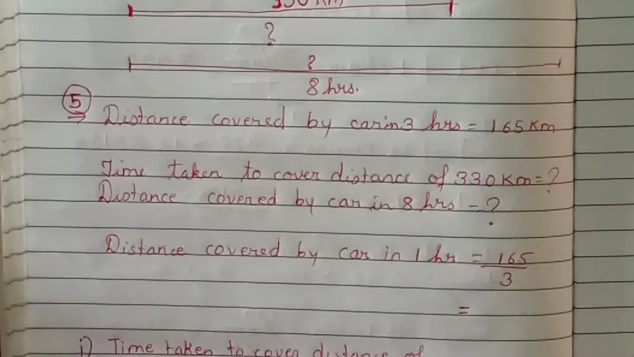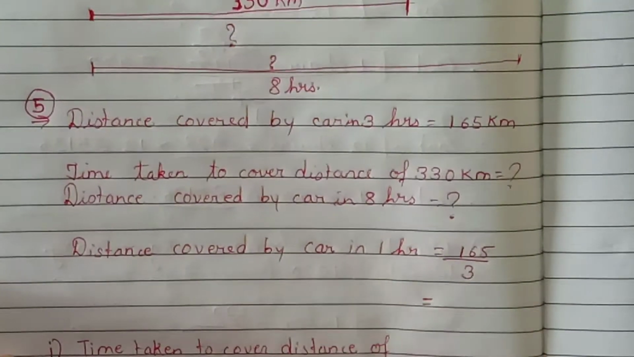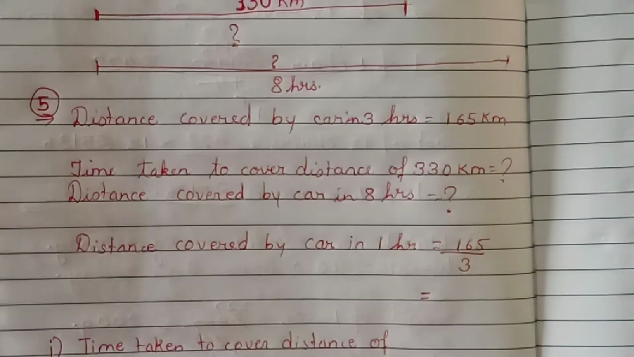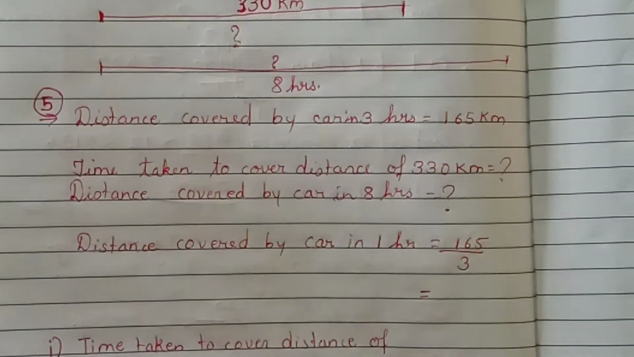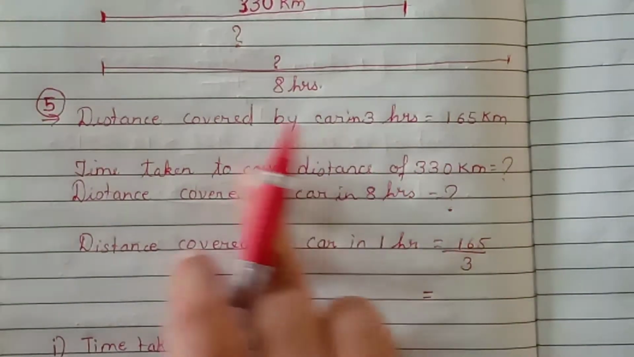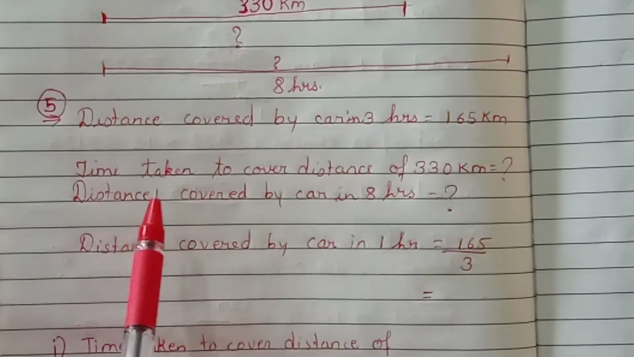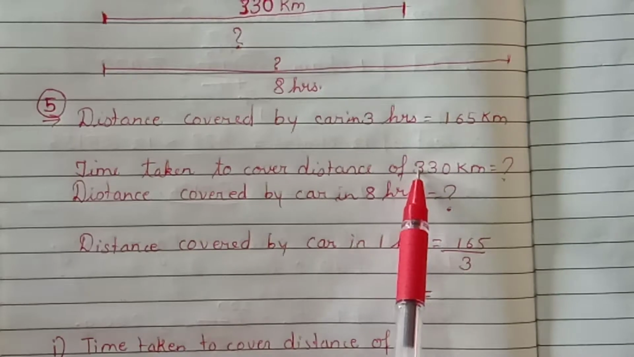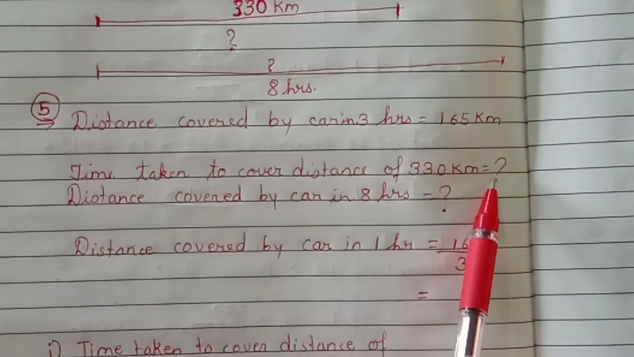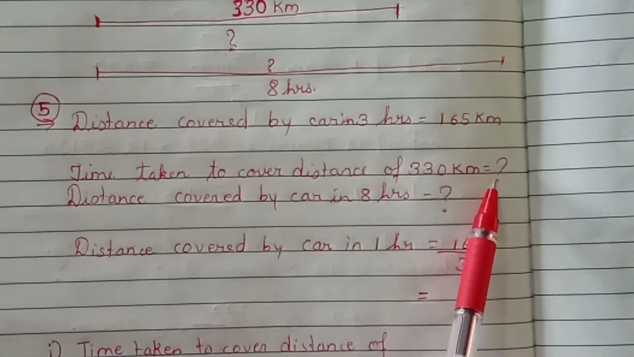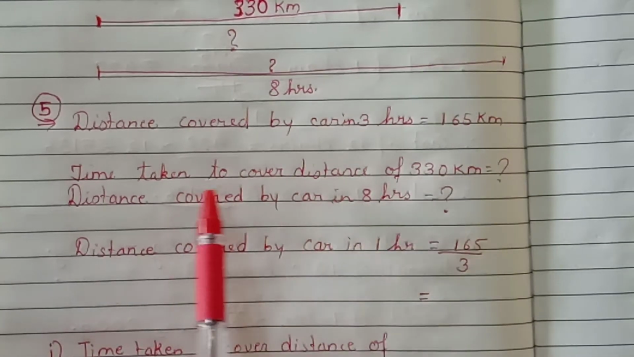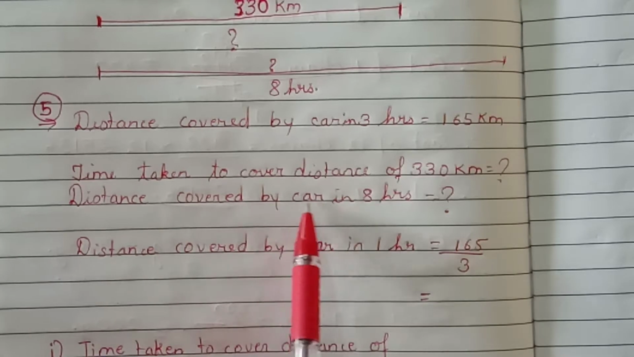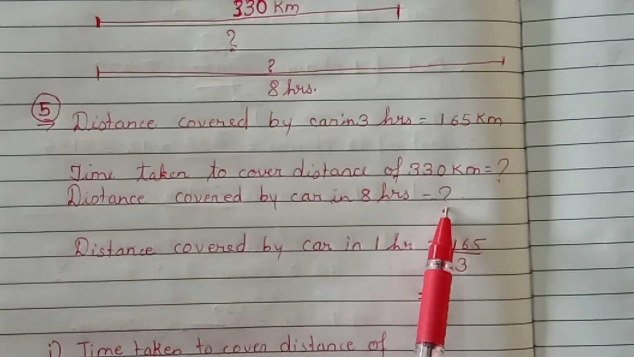See, I have written here: distance covered by car in 3 hours is equal to how much? 165 kilometers. So I have written the given. Okay, next what we have to find? Time taken to cover a distance of 330 kilometers is equal to question mark. For 330 kilometers, time we have to find out. Next, distance covered by car in 8 hours we have to find out.